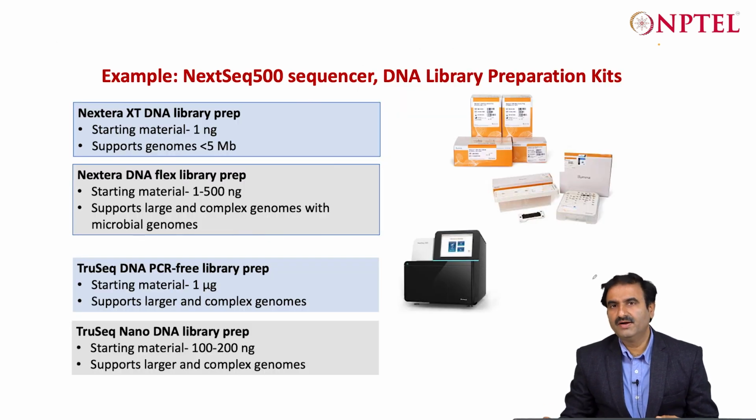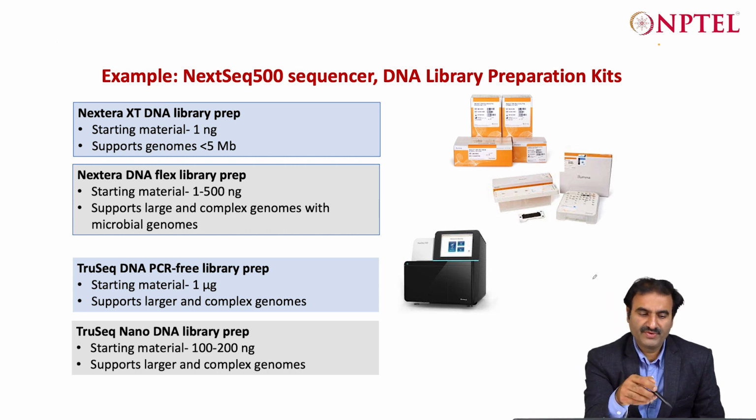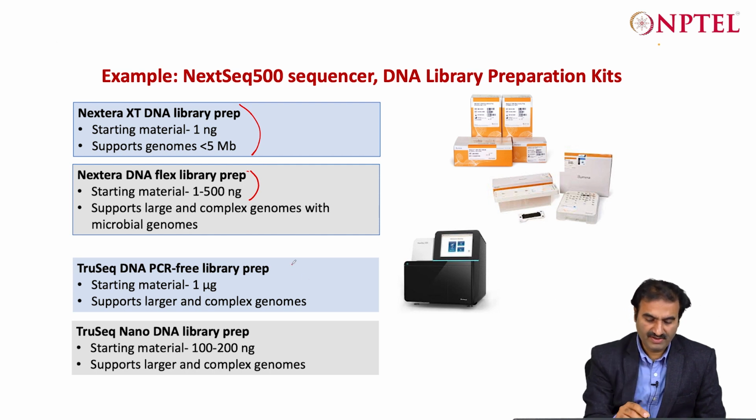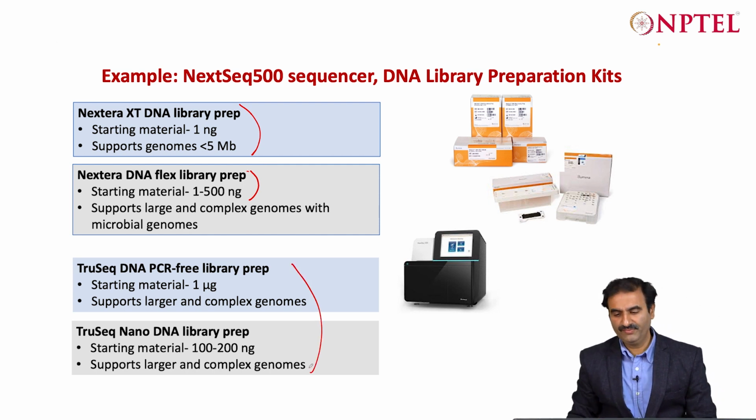So for the metagenome, it could be that the amount of DNA that you extract may be less, right, because you don't want to go for PCR amplification, to avoid any bias. So you can use Nextera kits which can work with even 1 nanogram, or Nextera Flex which can take 1 to 500 nanograms. So basically these can be used for low amounts of DNA, and TruSeq kits we generally use for larger genomes because they require more DNA.